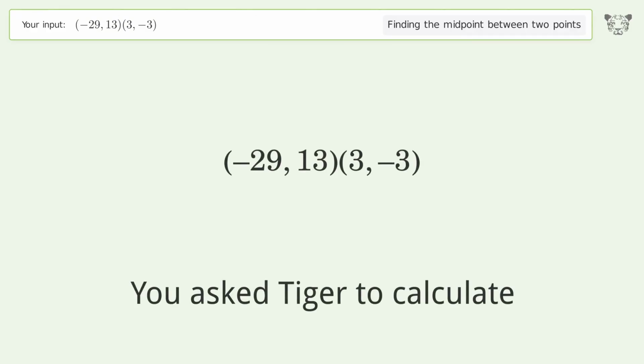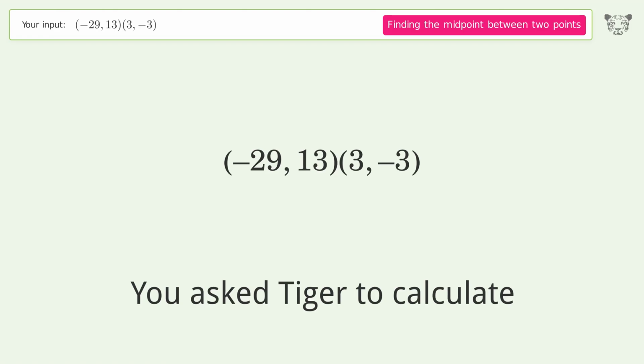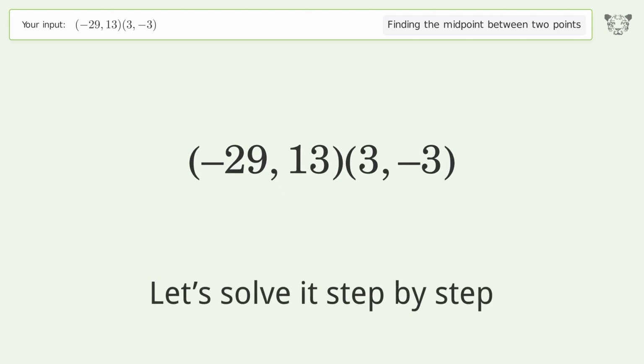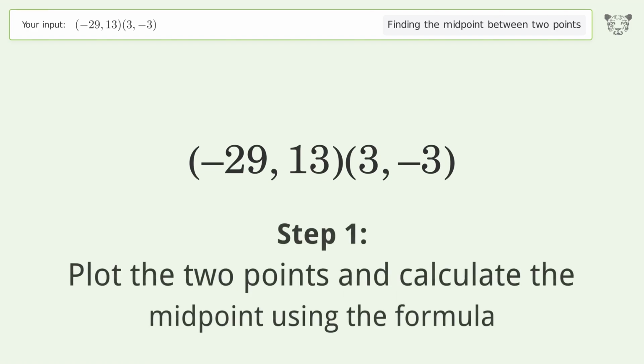You ask Tiger to calculate. This deals with finding the midpoint between 2 points. The midpoint between the 2 points is -13,5. Let's solve it step by step. Plot the 2 points and calculate the midpoint using the formula.